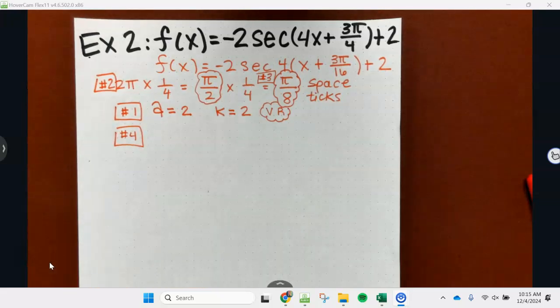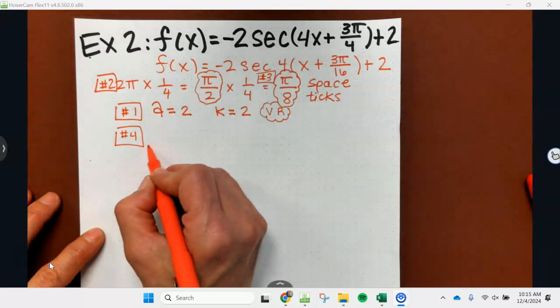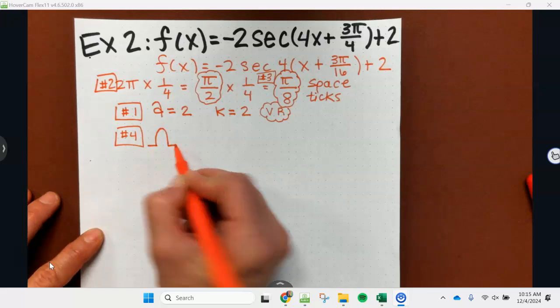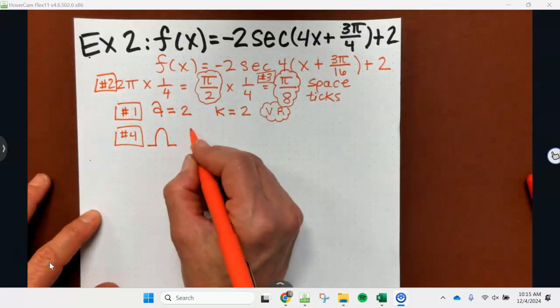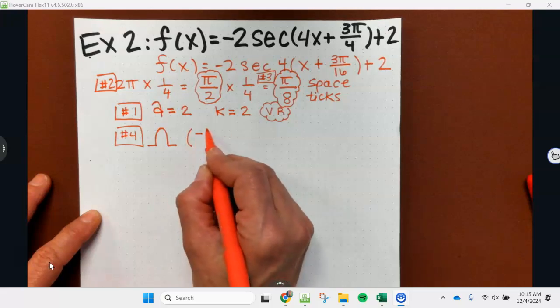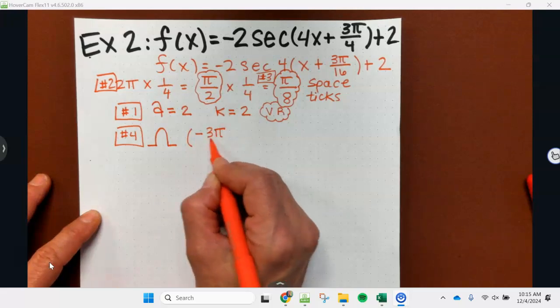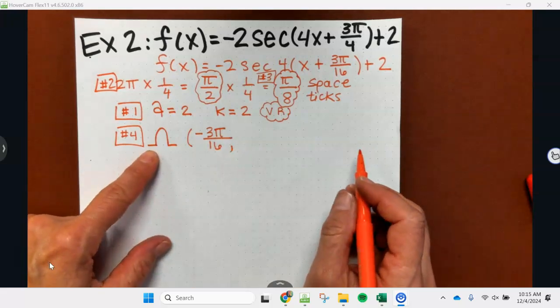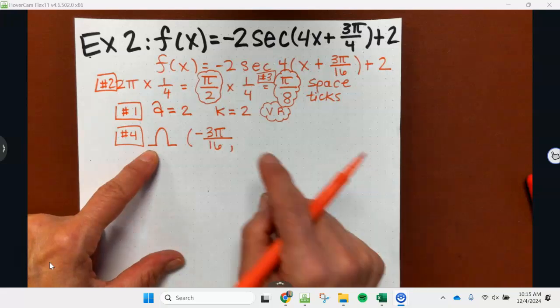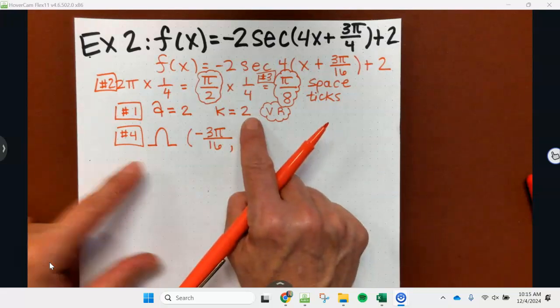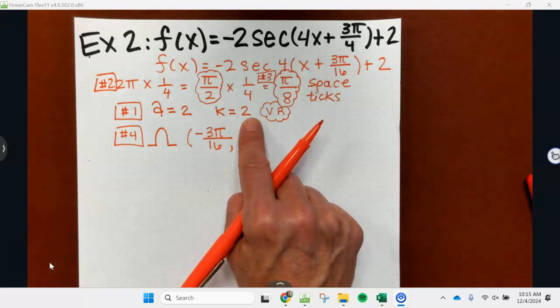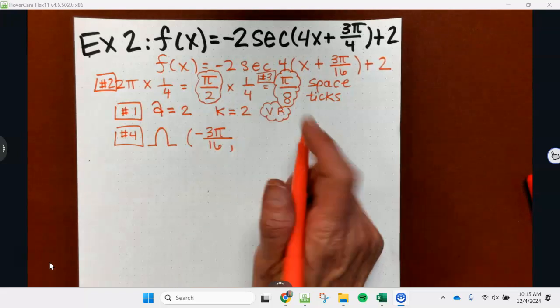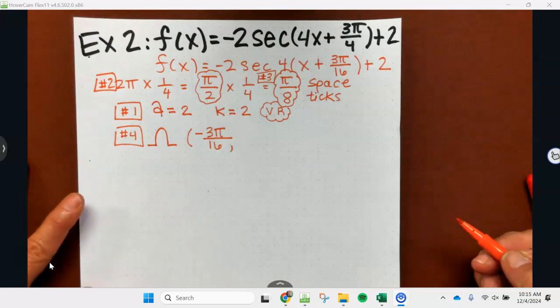We're going to draw the cosecant, or no, we're going to draw the cosine shape, but y'all, it's vertically reflected. So it's going to start down, then go up, then come back down. So this graph is going to start at -3 pi over 16. And guys, look, if it starts at the bottom and the middle is 2, what's 2 places below 2? That's where it's going to start.